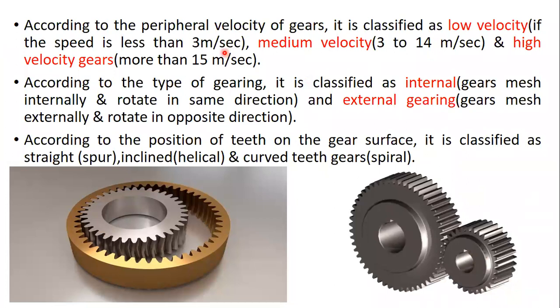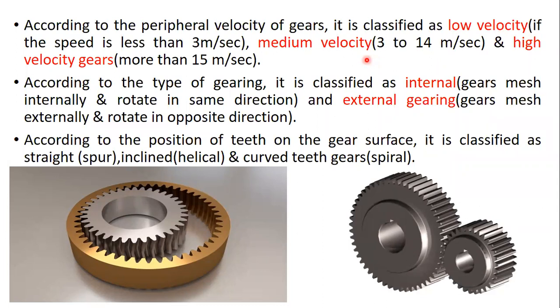Now, the second one, according to the peripheral velocity of the gears. In this, it is going to be classified into three types. One is low velocity, second one is medium velocity, and third one is high velocity gears. Which type of gears are we going to call low velocity gears? If the speed is less than 3 meters per second, such types of gears are called low velocity gears.